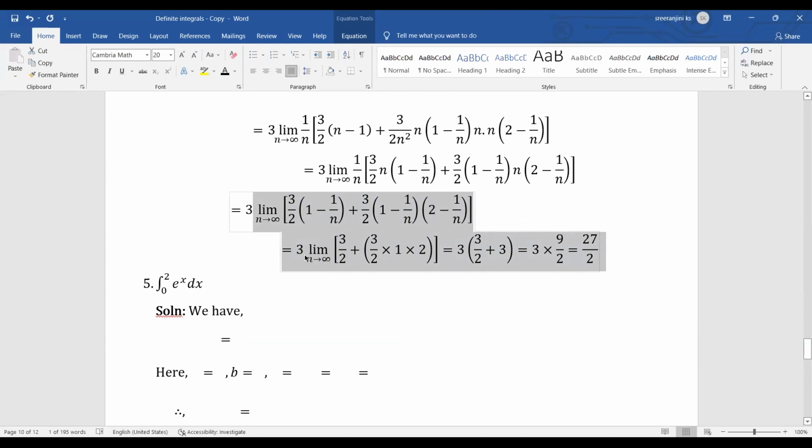So finally, it will be 3 into limit n tends to infinity. If you are applying limit n tends to infinity, 1 by n is 0. So it will be simply 3 by 2 plus 3 by 2 into 1 by n, 0, so 1. Then 2 minus 1 by n, 1 by n is 0, so 2. So 3 by 2 into 1 into 2. 3 by 2 plus 2 will get cancelled. What remains is 3. So 3 into 9 by 2, answer 27 by 2.